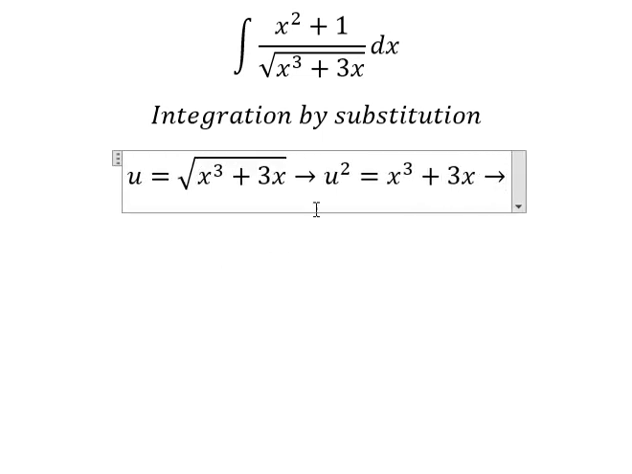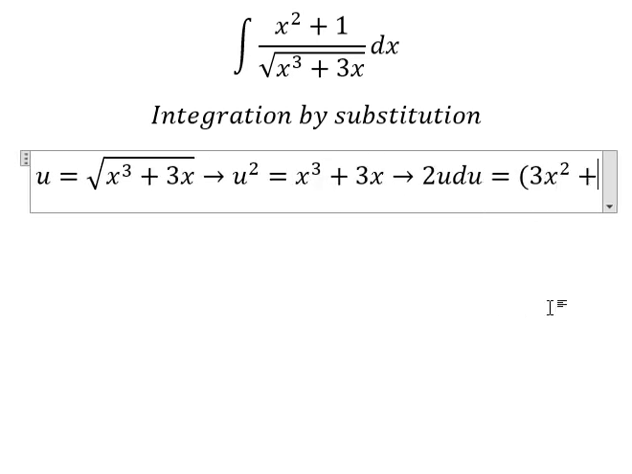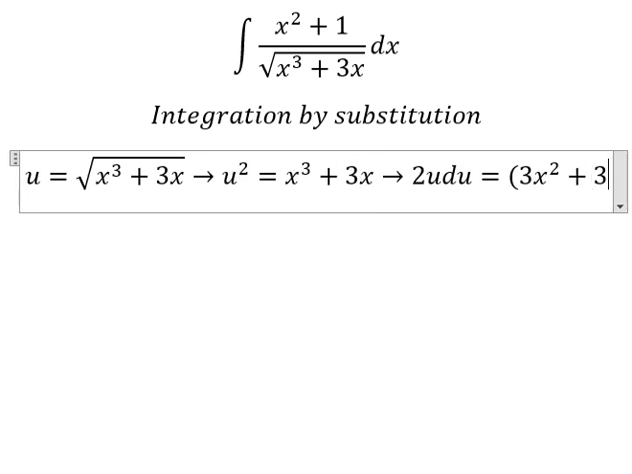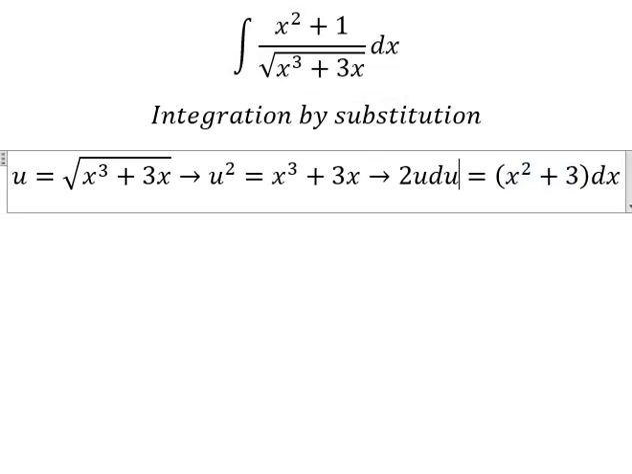Next, we need to first take the derivative of both sides. This one we have 2u. This one we have 3x squared. This one we have number 1, so we have number 3. Because we don't have number 3, we need to divide both sides by number 3.